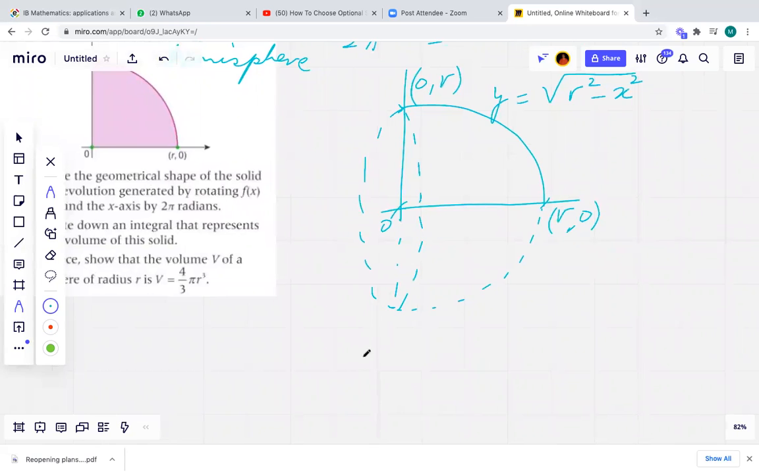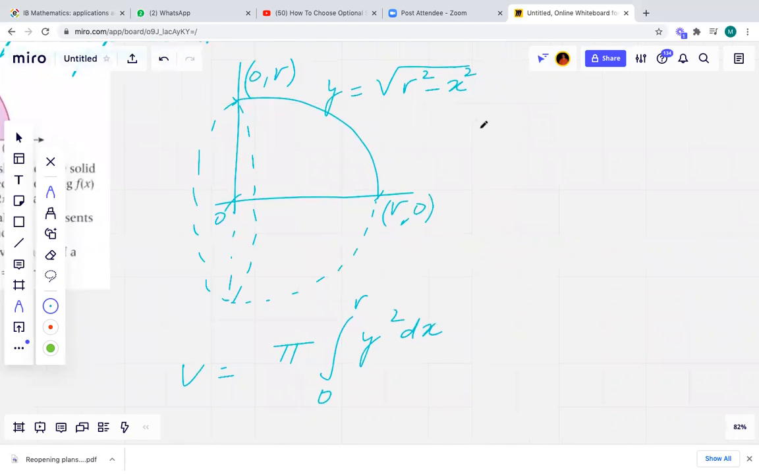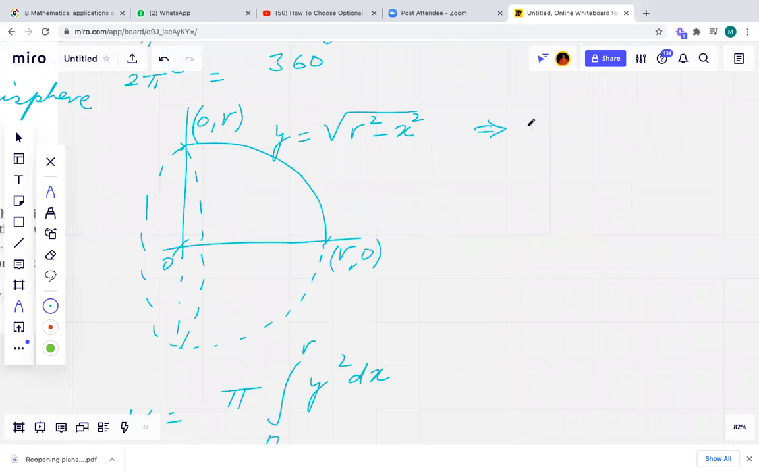Volume of revolution is what? Do it this time, next time I'll do 100%. The volume of revolution V is pi times integral y square dx between x equal to 0 to x equal to r. Now what is y square? My y is root of r square minus x square, so y square is r square minus x square.